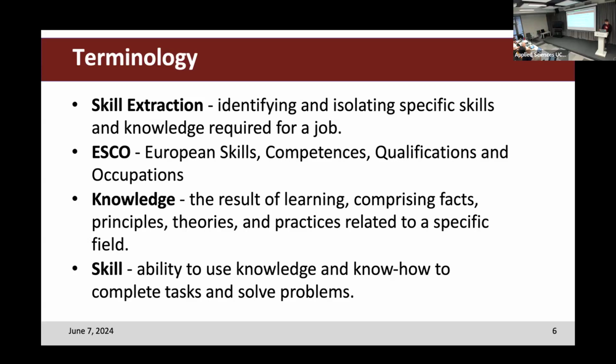So in this ontology, knowledge is the result of learning, comprising facts, principles, theories, and practices related to a specific field. For example, if we talk about IT, it could be a programming language, for example, TypeScript, JavaScript, Python. If we are talking about skills, it is the ability to use knowledge to complete tasks. For example, to present to a large audience.